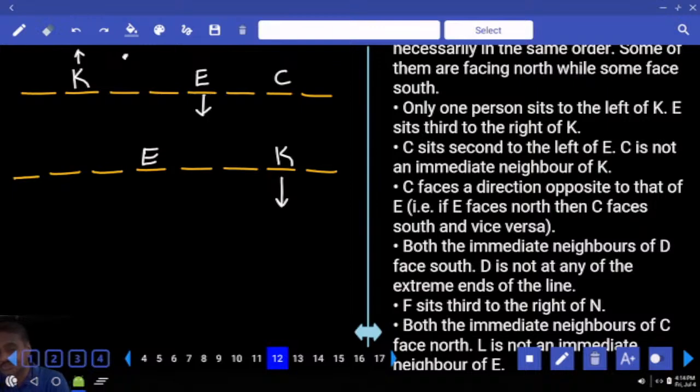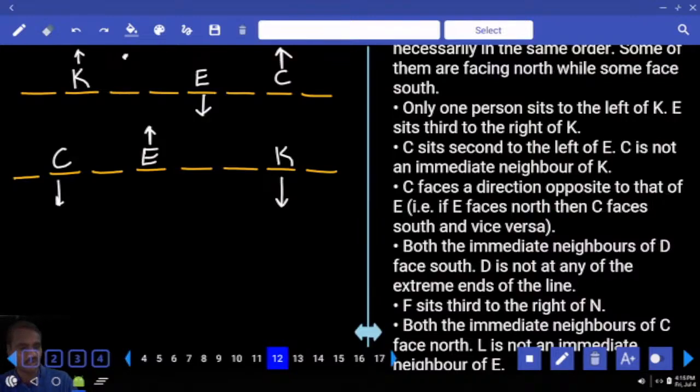Now C is seated second to the left of E, and E is facing towards which direction? North. E is facing towards north. What is the next information we have? C faces a direction opposite to that of E. Now E is south, C is north. Here E is north and C is south.